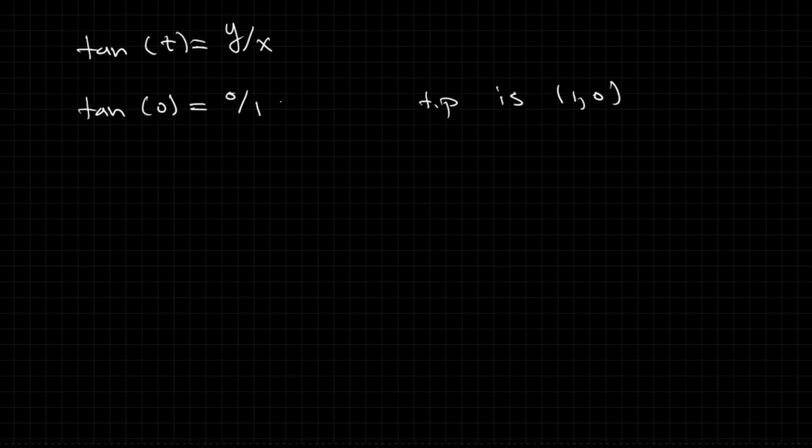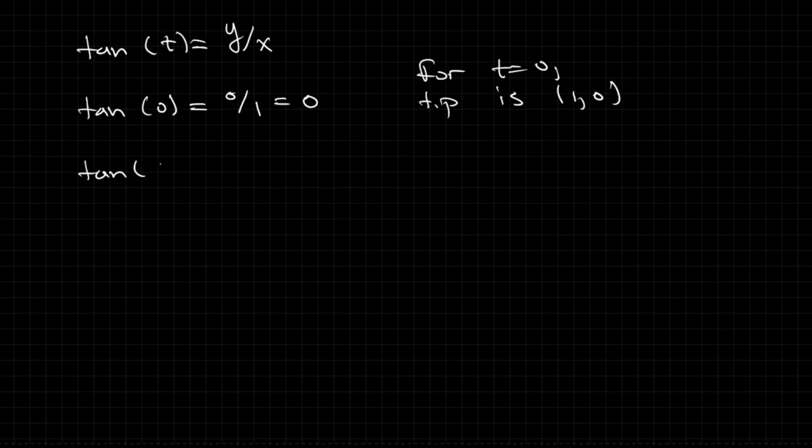So remember, tangent of t, that's the y-coordinate over the x-coordinate. And starting at t equals 0, for t equals 0, the terminal point is 1, 0, so y over x would be simply 0. So let's make sure I'm clear about this. For t equals 0, the terminal point is 1, 0.